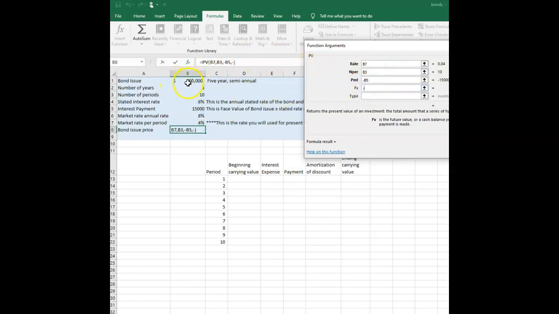Same with the total face value. Type I'm leaving blank. The payment comes at the end of every 6 months. That's an ordinary annuity. I can type in a 0 or leave it blank.